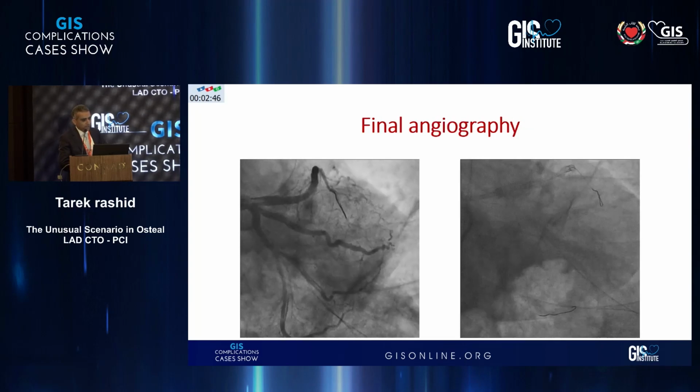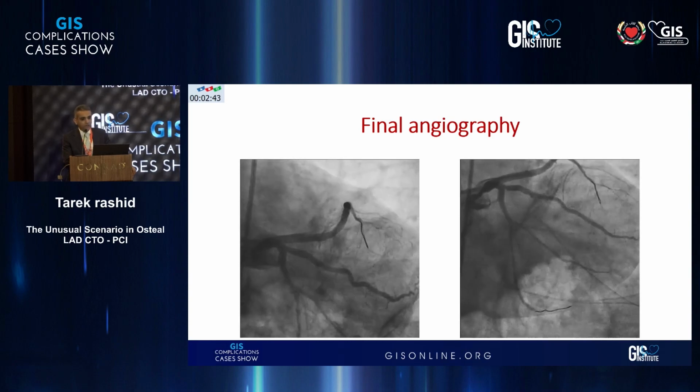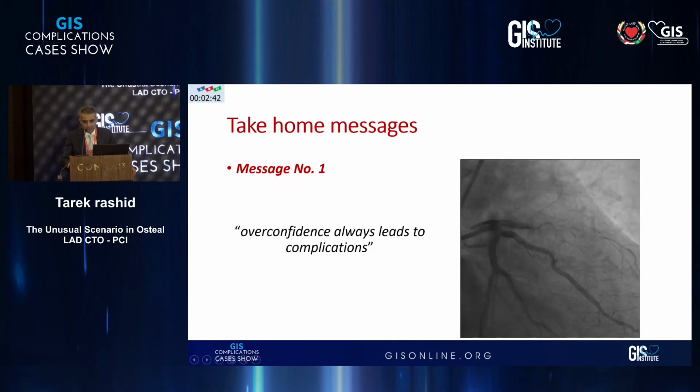Don't do more than this in such a procedure. Avoid long stenting because we have multiple branches, and in all these branches, it seems the dissection or the hematoma extended. The most important thing in this case is the messages. First message, don't be overconfident.